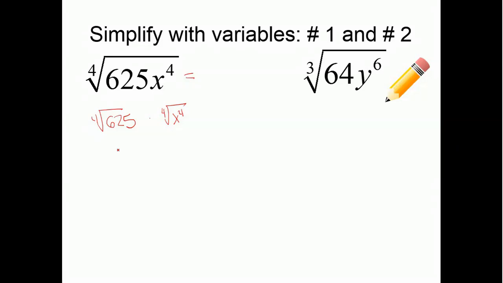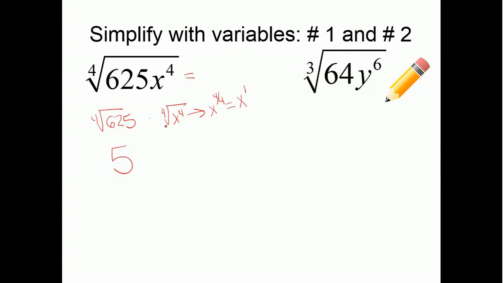The 4th root of 625 is 5. Here's when it gets a little confusing. Well, the 4th root of x to the 4th. Technically, if you think about it, convert this back into using our rational exponents, this would be x to the 4th over the 4. And 4 over 4 is 1.